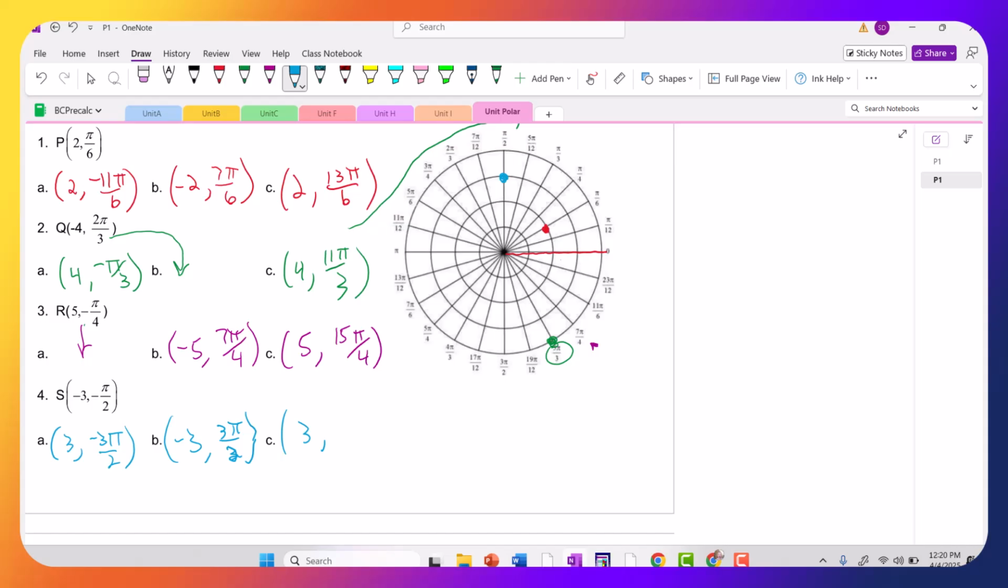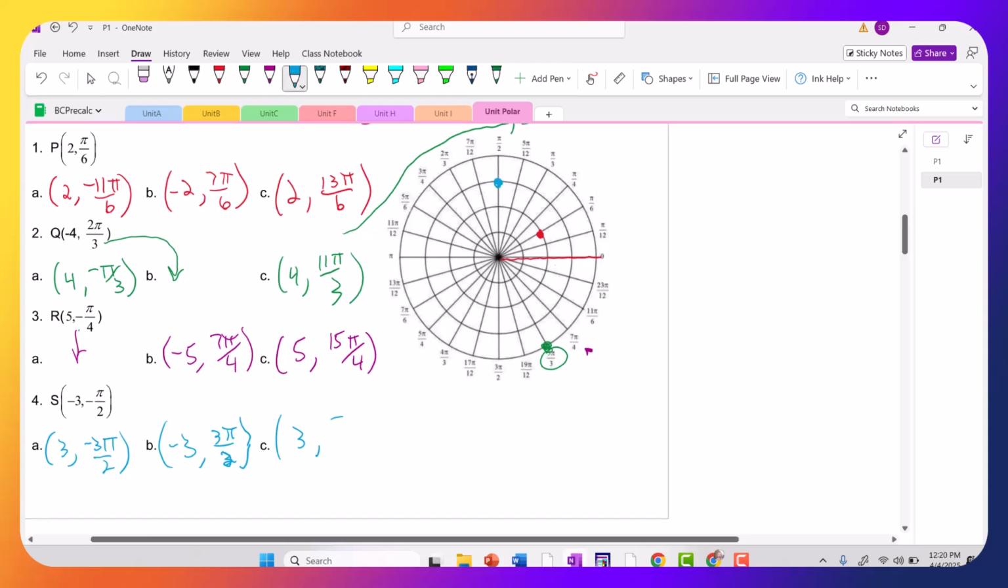Okay? And then the last thing, 3 pi/2 plus 4 pi/2 is 7 pi/2.